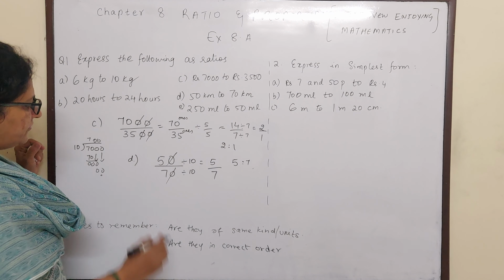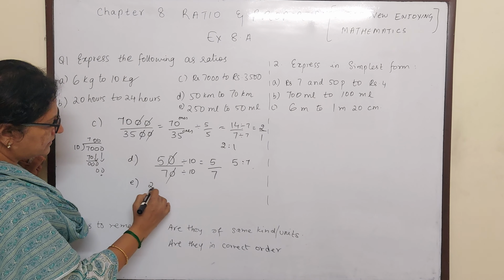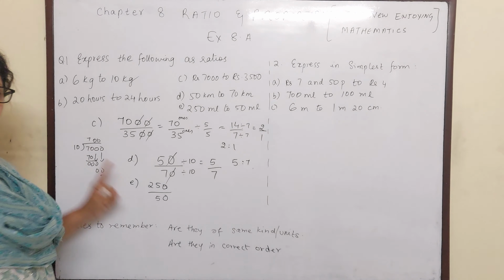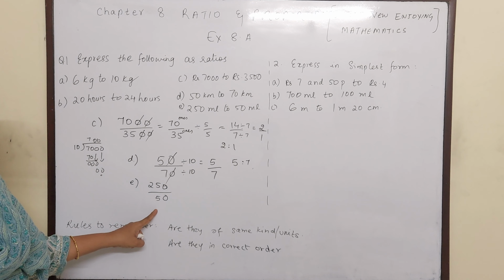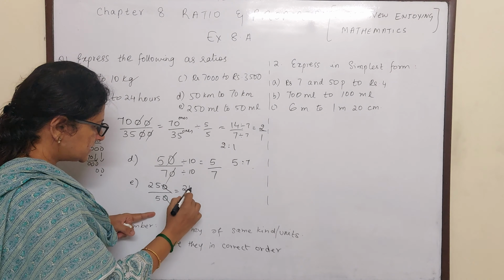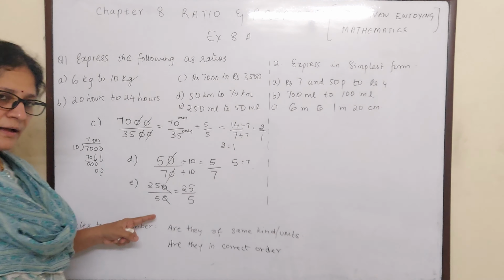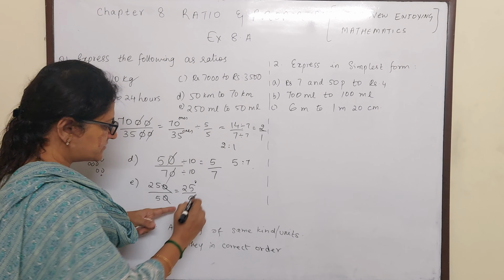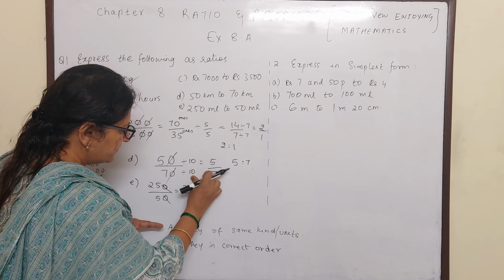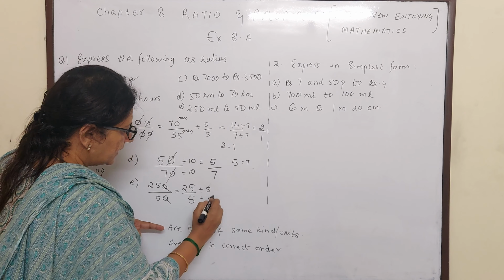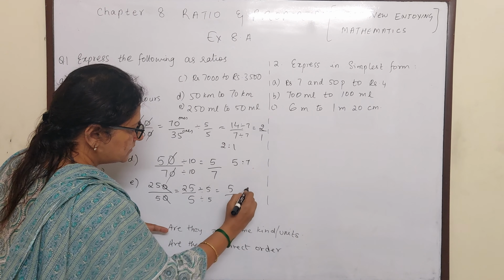Last sum, 250 ml to 50 ml. Now can you try this along with me children? 250 ml to 50 ml. Yes, first one 0 will get cancelled. Now what is the common factor? In the ones place 5, in the ones place 5. So 5 is the common factor. So you can divide it by 5 and you will get 5 is to 1.